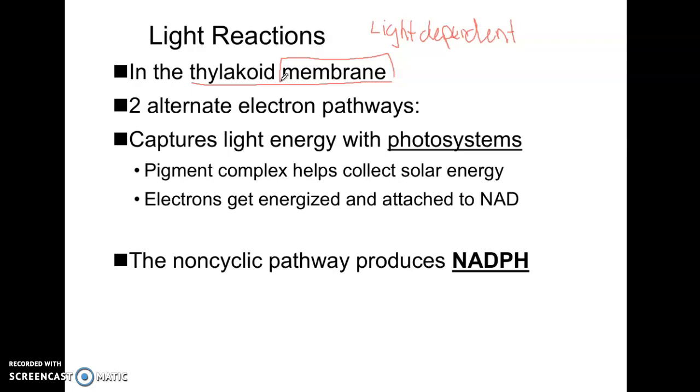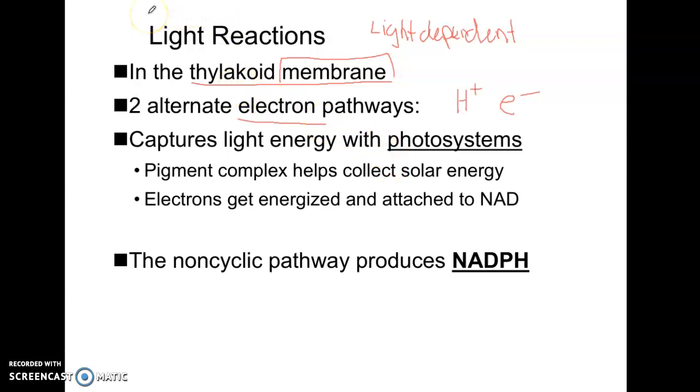Now remember, we talked about reduction oxidation reactions, where when a proton moves, such as a hydrogen proton, the electron follows to keep it balanced. So we're going to be talking a lot about the hydrogen ions moving as well as electrons. So this is where we talk about the electron pathways.